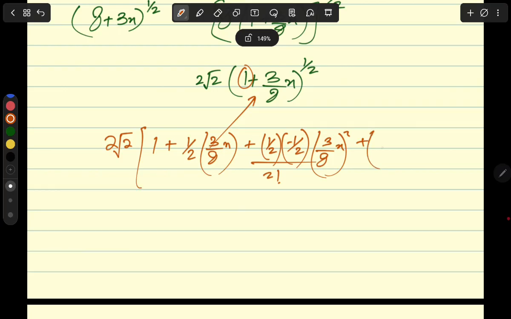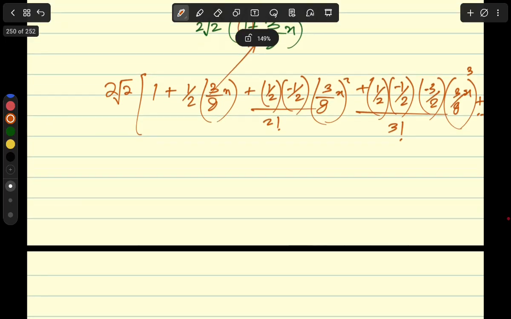And the third term is going to be half, negative half, and then further n minus 2, so negative 3 upon 2 divided by 3 factorial, and 3 upon 8x to the power of 3, and plus dot dot dot, right? That's it. Nothing fancy here. It's very easy to deal with, right?